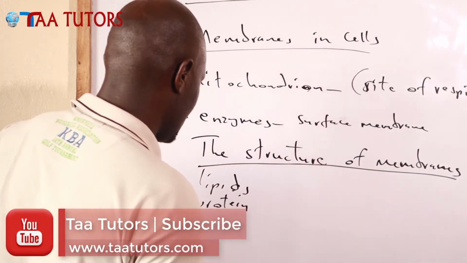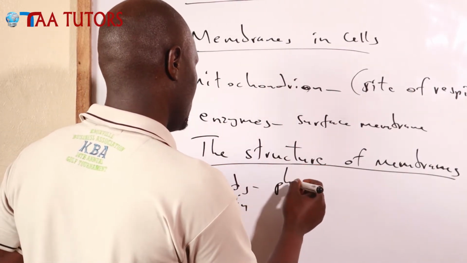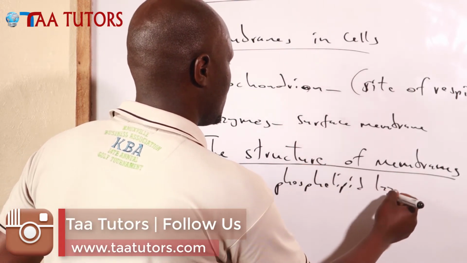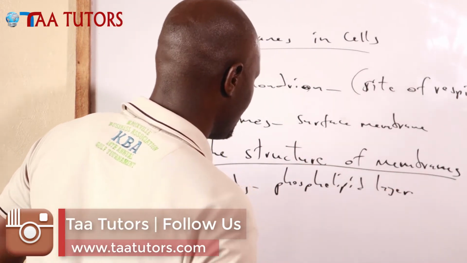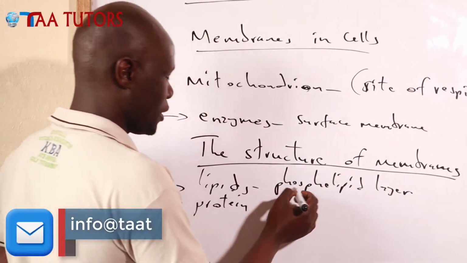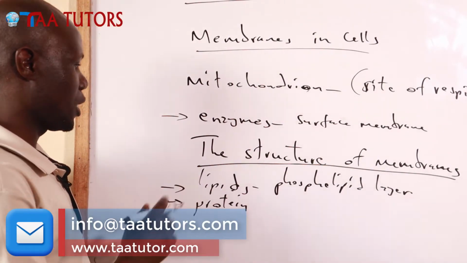Now this lipid is attached to phosphate, so we can call it the phospholipid layer. So these are the things that form the cell membrane. Now I want us to look into the details when we talk about the phospholipid layer and the protein layer and what each does for us.